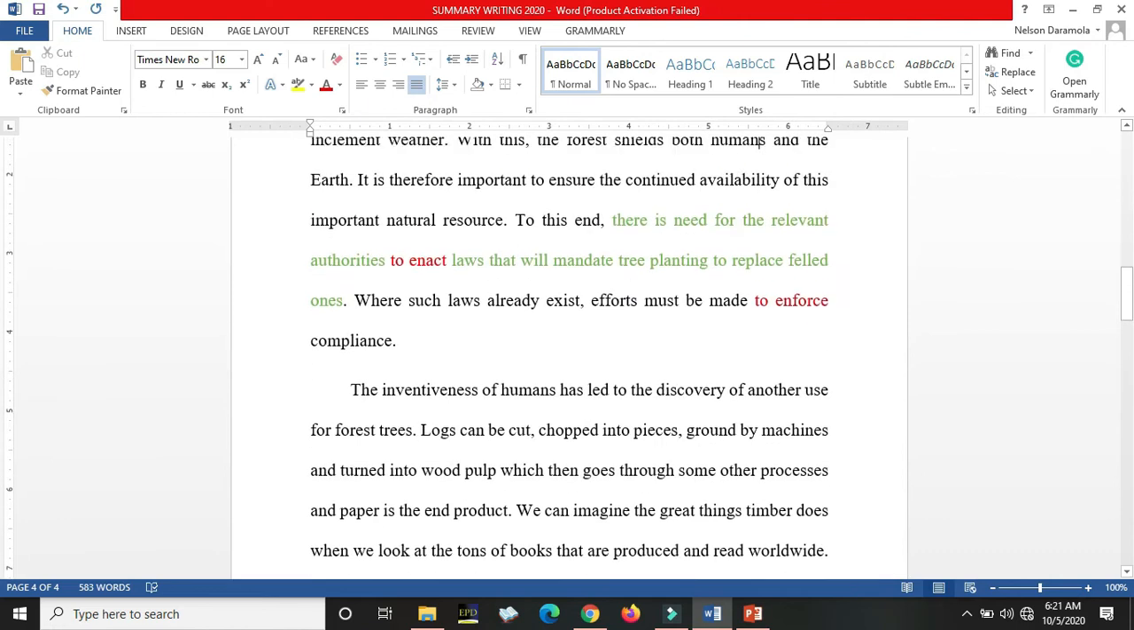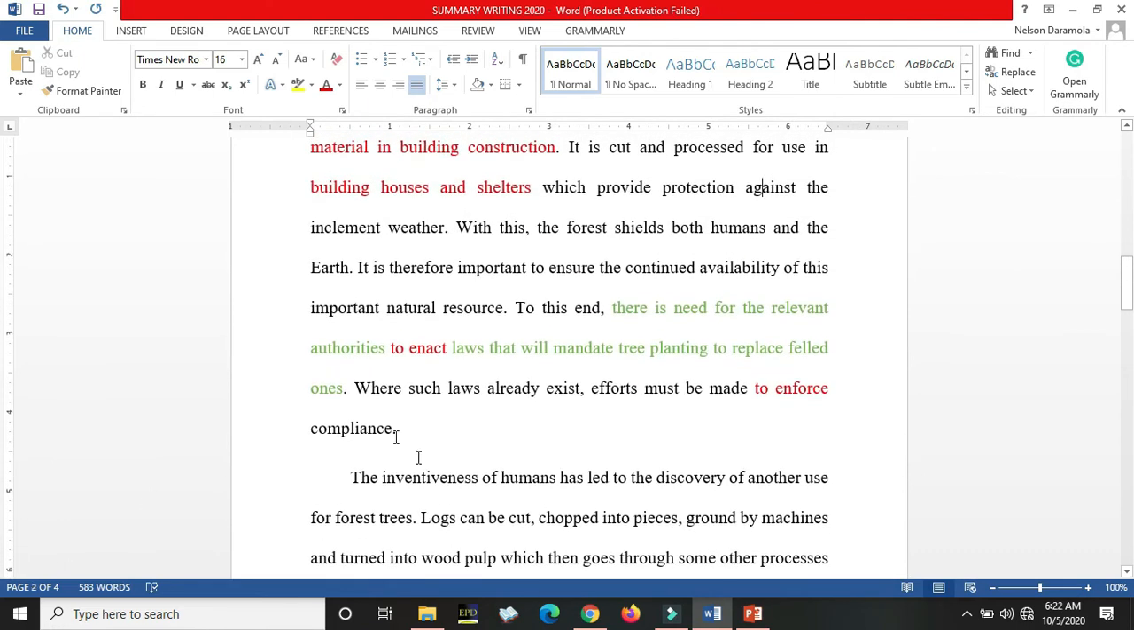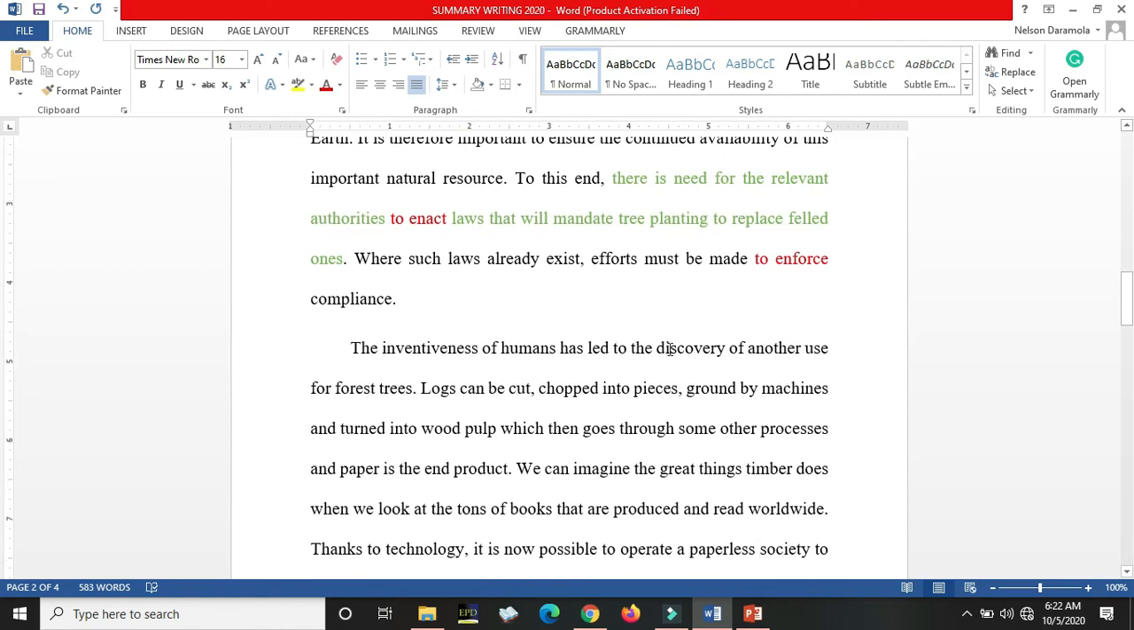So you have to be sure there is need for relevant authorities. Of course, laws are made by authority that we mandate tree planting to replace failed ones. You don't need that story. So let's move on. Has led to the discovery of another use for forest. Now let's look at the other use for forest.